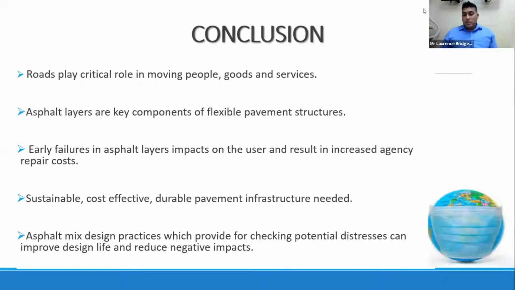Notably, with the conditions of the COVID-19 pandemic, the road rehabilitation and construction industry is now required to offer more sustainable, cost-effective, durable pavement infrastructure construction. As such, asphalt mix designers and practices which provide for checking potential distresses can improve the design life and reduce the negative impacts of these.